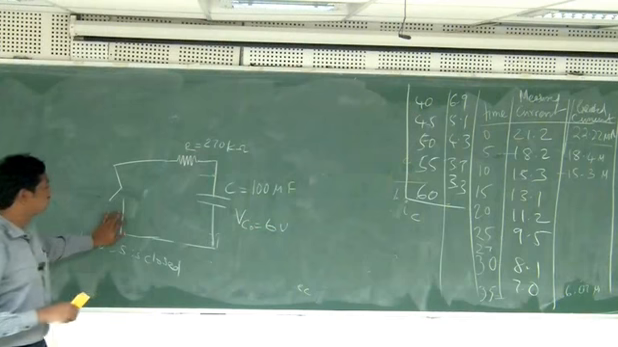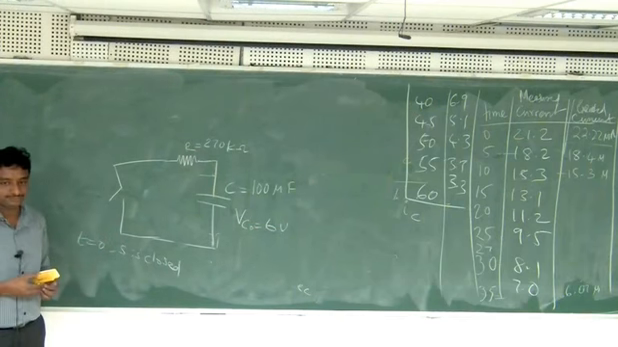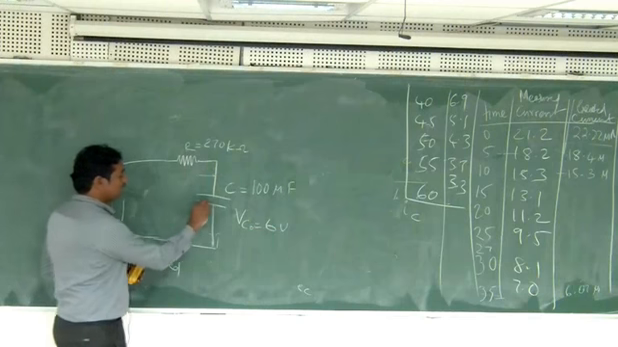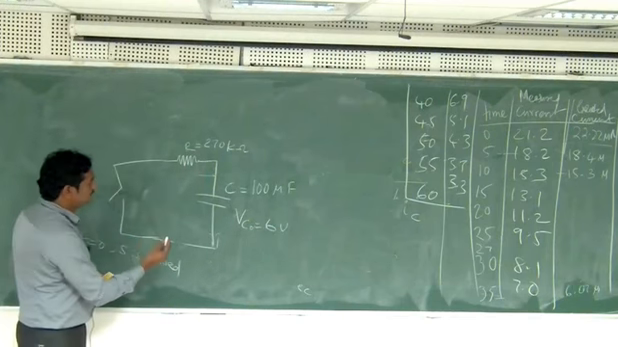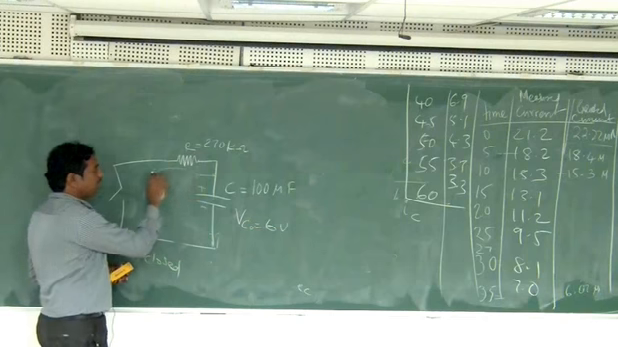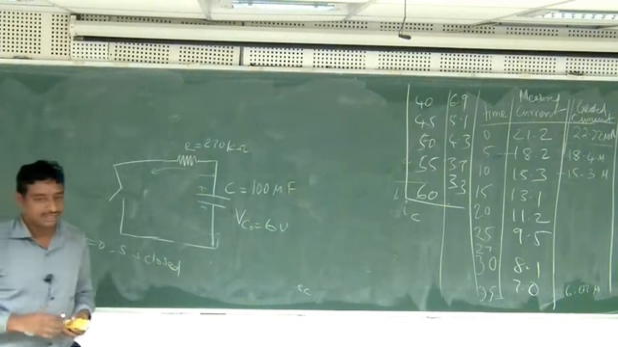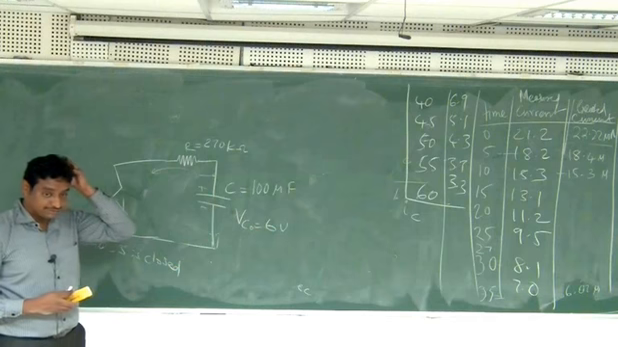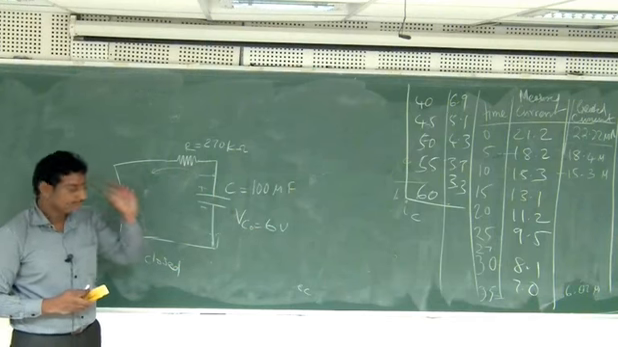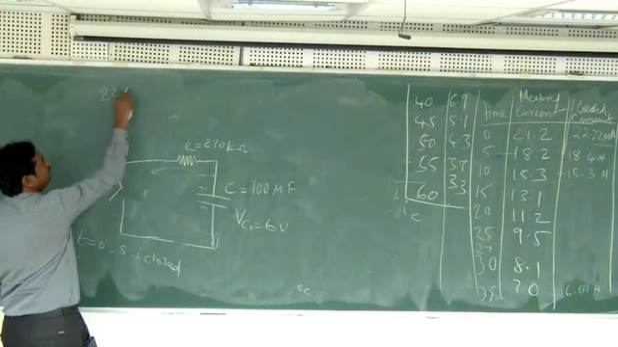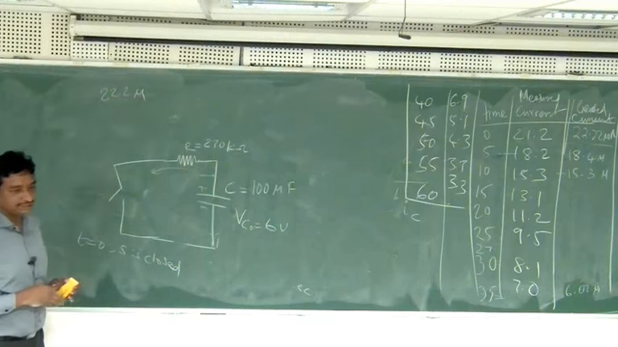Now if I close the switch, what happens? This is already charged, so it will discharge. This side was plus and this side was minus, so the current direction will be reversed, and it will start discharging. What is the initial value of current? When I immediately close it, the initial value of current will be 22.2 micro.